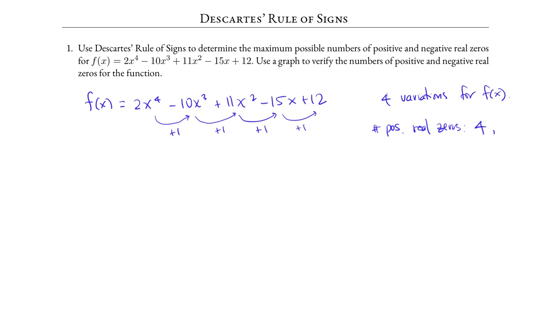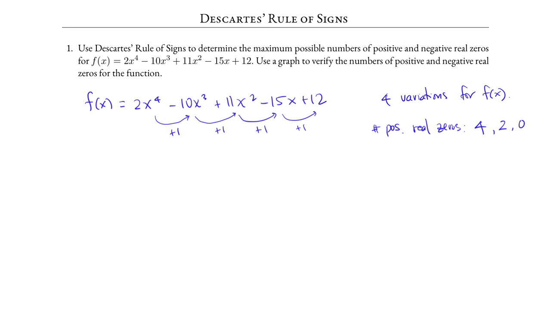And so 4 minus an even number. The even number that is less than 4 is 2, and then lastly is 0. And so there are 3 possibilities here: 4, 2, or 0 positive real zeros.